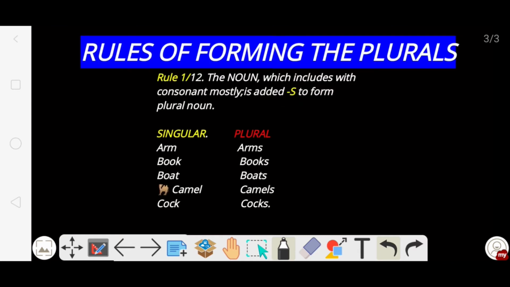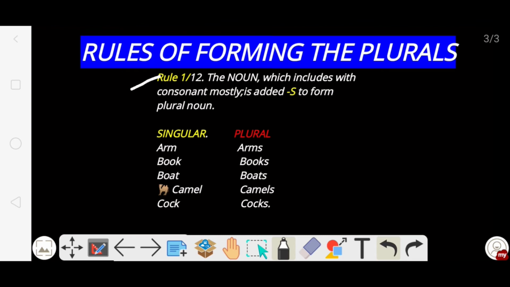Let us see what our example says. Here are the rules of forming the plurals, how to form plural nouns. Altogether we have 12 rules, but today I will teach you one rule. Rule number 1. Let us see what rule number 1 says.